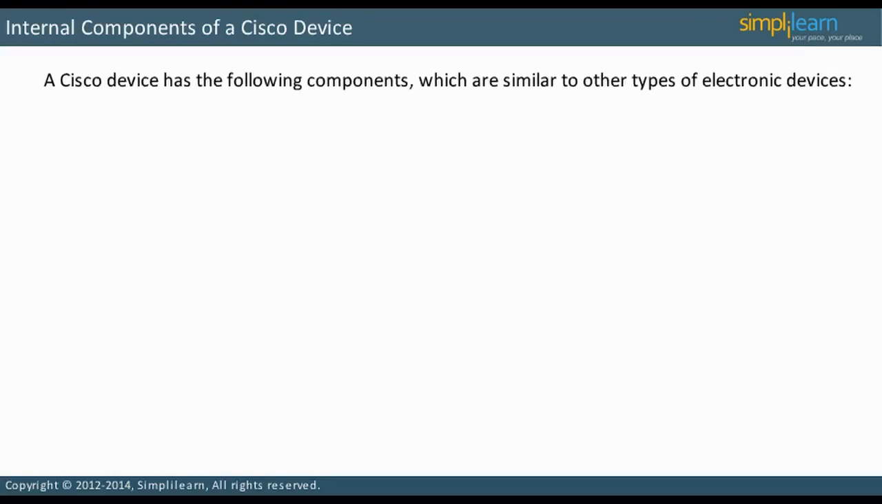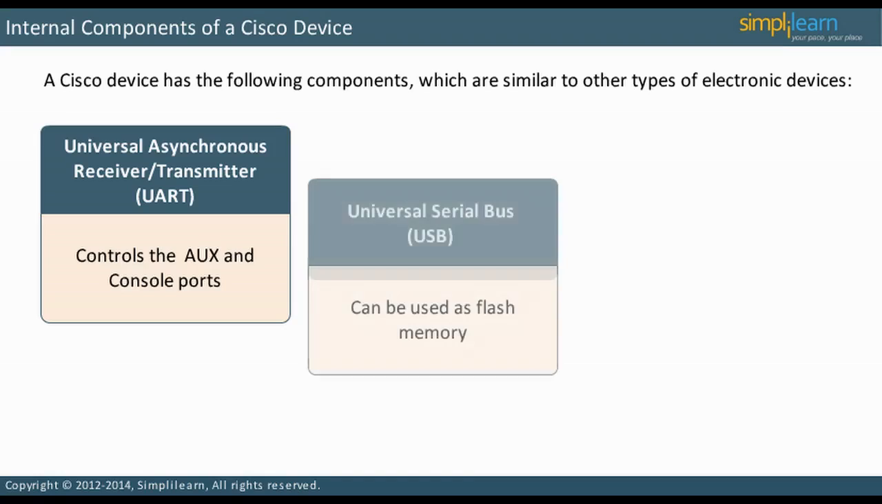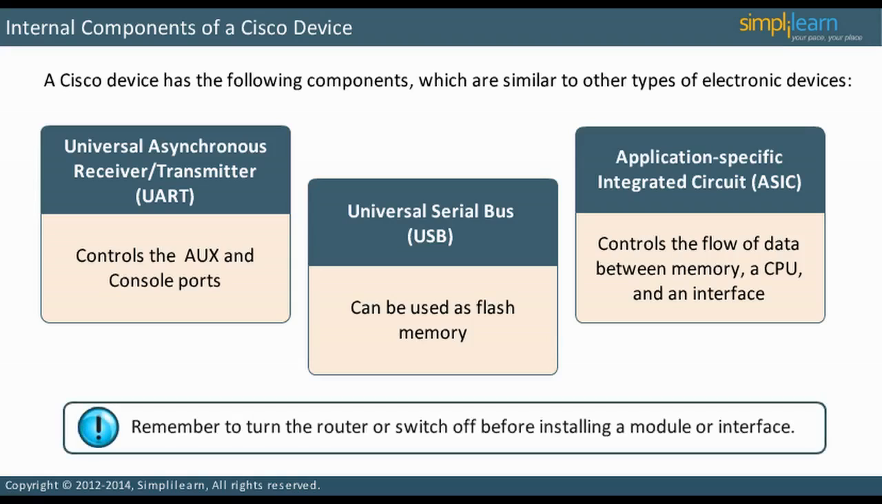A Cisco device has components similar to other types of electronic devices. It has a Universal Asynchronous Receiver Transmitter, UART, which controls the AUX and console ports. There may be one or two Universal Serial Bus, USB, ports, which may be used as flash memory. For a switch, an Application-Specific Integrated Circuit, ASIC, controls the flow of data between memory, a CPU, and an interface.